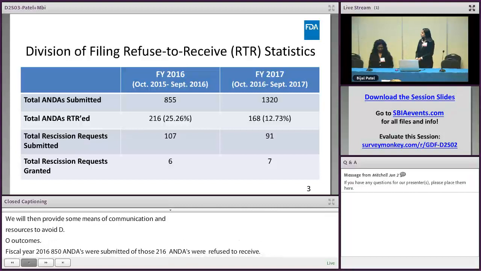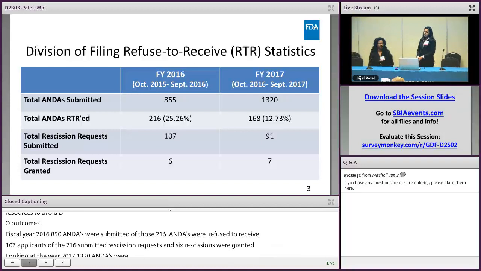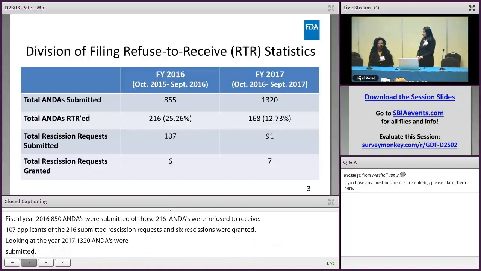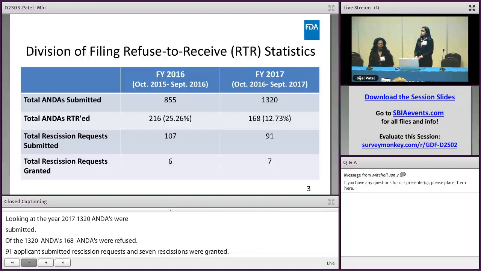Looking at year 2017, 1,320 ANDAs were submitted. Of the 1,320 ANDAs, 168 ANDAs were refused to receive. 91 applicants submitted rescission requests, and 7 rescissions were granted. So here you can see there was about 50% reduction in the number of ANDAs that were refused to receive in fiscal year 2017 compared to fiscal year 2016.